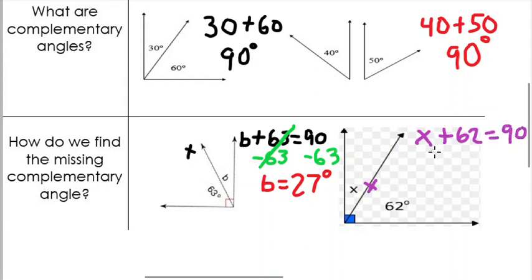So now I've got to solve for X. How do I do that? I would do minus 62 to get rid of that 62 on this side and leave me with just X. And whatever I do to one side, I have to do to the other side to keep it equal. So 90 minus 62 will give me 28. So X is going to equal 28 degrees.